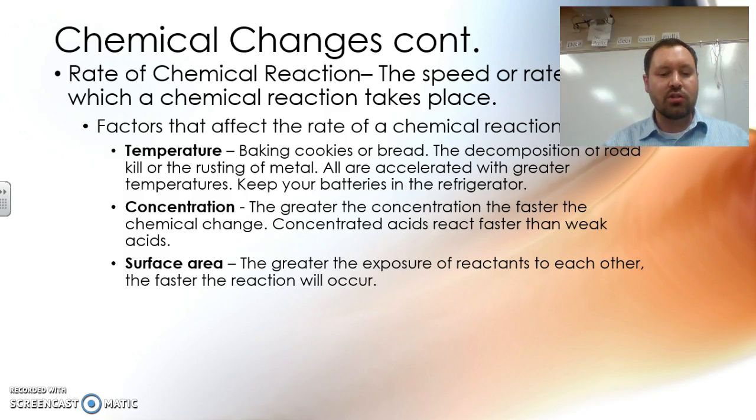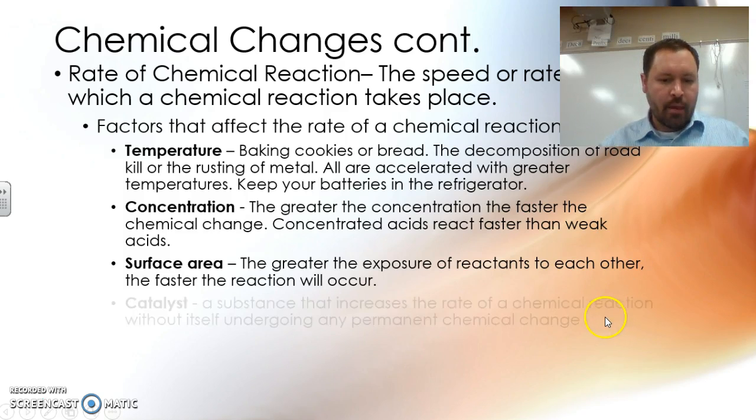Why? Because there's a lot more surface area. There's more metal touching more air. And since there's more metal touching more air, the chemical reaction is going to happen faster.